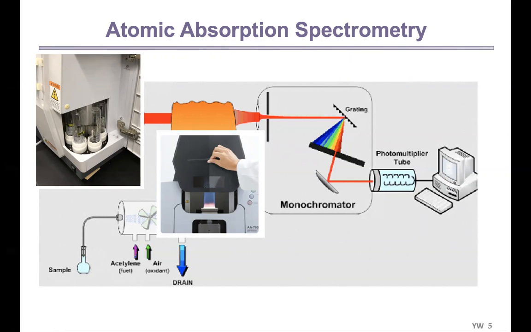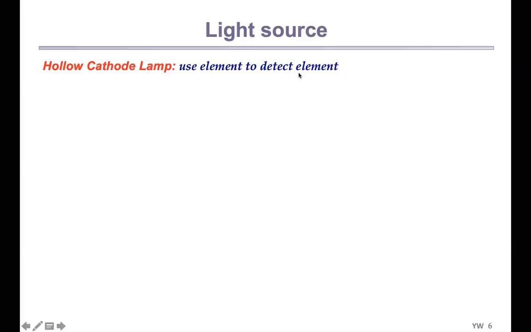Each major component and have a brief idea of how they work. First of all is the light source. Now, we already said that we're going to use a hollow cathode lamp, which is basically using an element to detect an element.